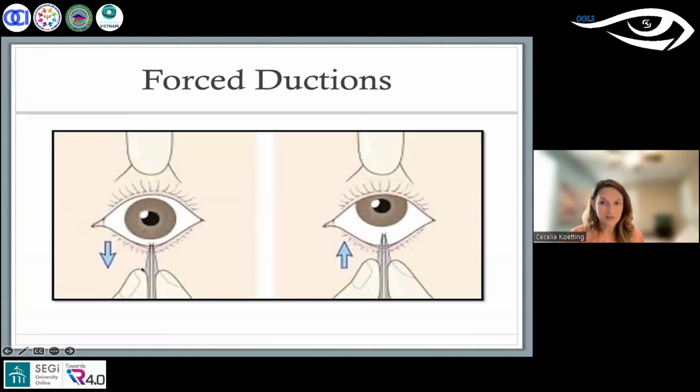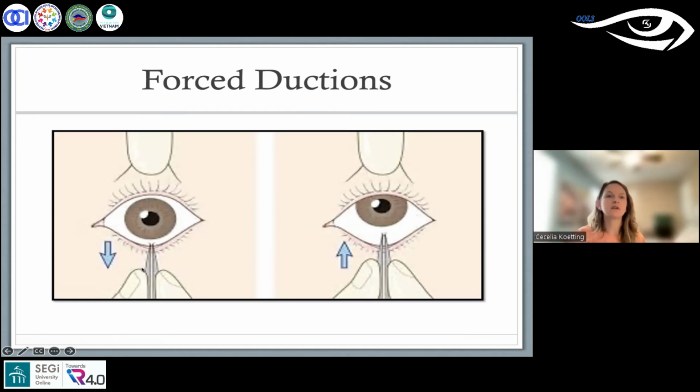So remember, forced duction is what we're checking to see: can the eye move in the direction that it's not moving? Or is there something physically restricting it from moving in that direction? So it tells us more about orbit versus is it neurological? Because if there was something in the orbit keeping the eye from moving, when you do a forced duction, the eye itself won't move in the direction at all.